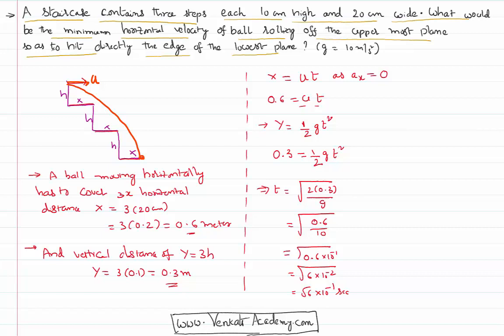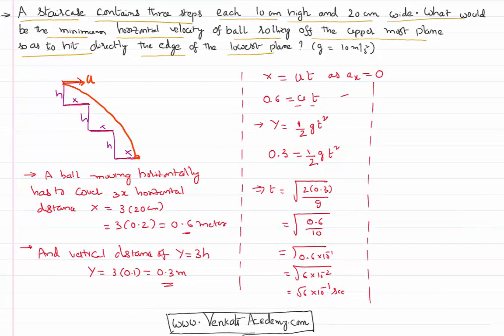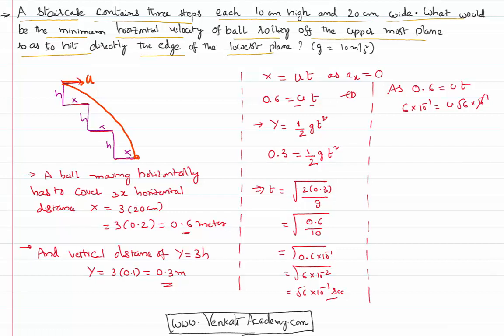Now substituting this value of the time in the equation x equal to ut, we get 0.6 equal to u into t. 0.6 can be written as 6 into 10 power minus 1, times u. t is root 6 into 10 power minus 1, as we have proved now. 10 power minus 1 can be cancelled. So u is 6 by root 6, or root 6 meter per second.